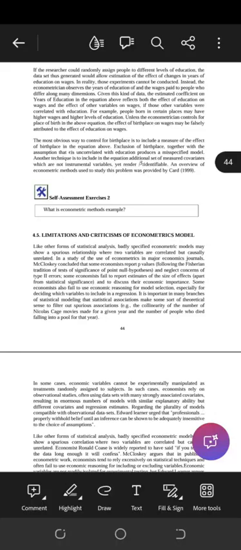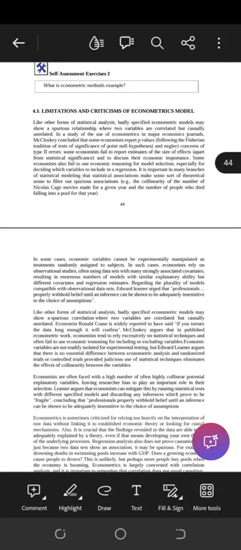So it will not let any of these variables overestimate its importance in what is happening to wage. So I don't know if you got that part, so that we can delve into the limitations and criticisms of the econometrics model.